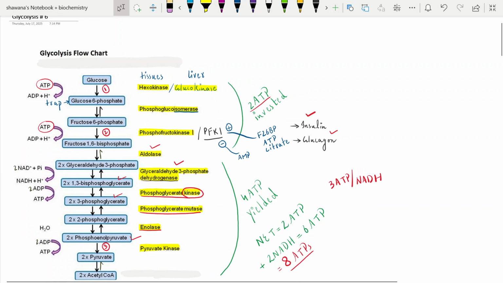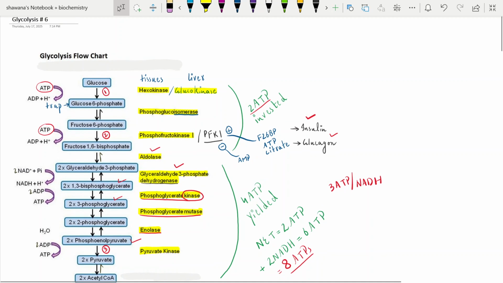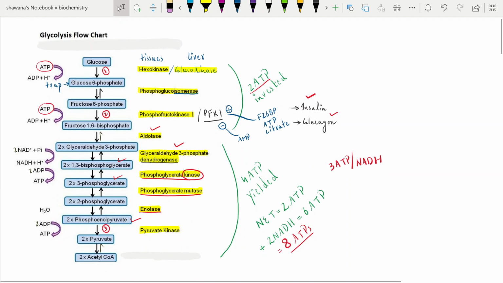Good evening, guys, and today is our last lecture of glycolysis. Finally, we have covered all the processes and important steps of glycolysis. So in this lecture, let's revise a little bit and conclude our topic.